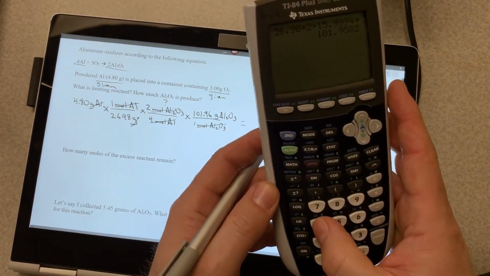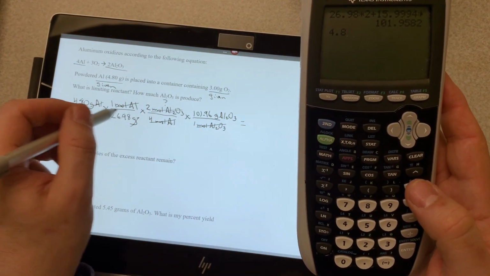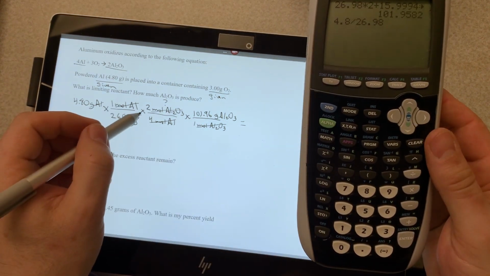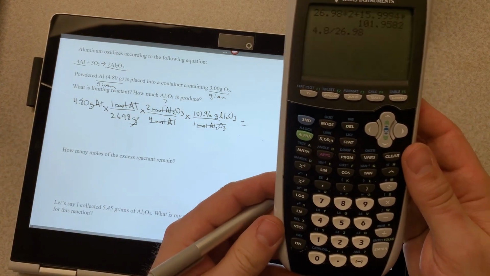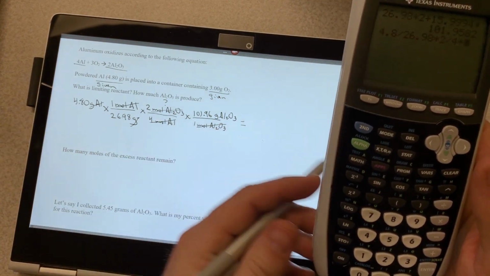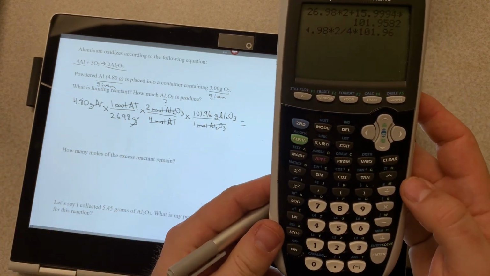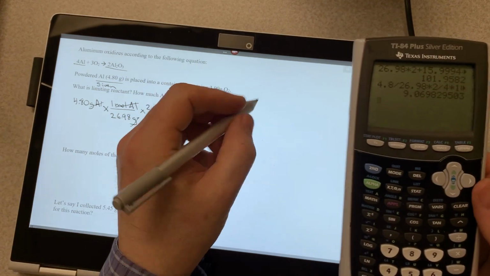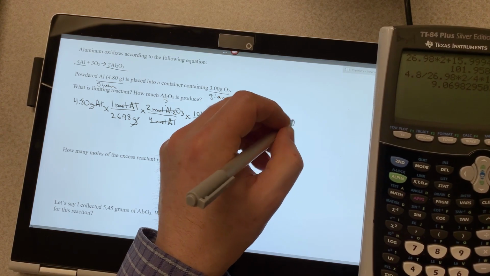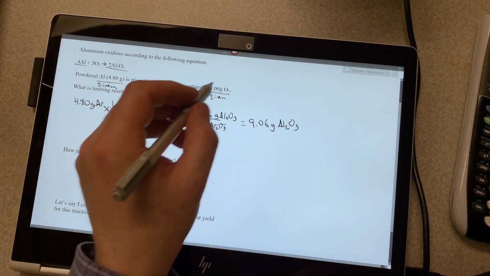And then I plug it in my calculator. 4.8 times 1 doesn't change anything, so I can do that in my head. And then that's a fraction, so divided by 26.98. I'm going to multiply that by 2 divided by 4, and then times the 101.96. And I can divide by 1 in my head, so I'm just going to hit enter there and get my answer. 9.06 grams of Al2O3. All right, that's the first problem. The next one, I have to use my other given.